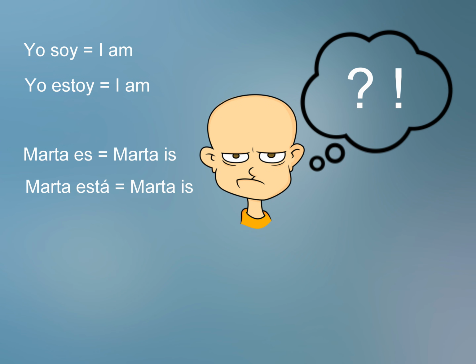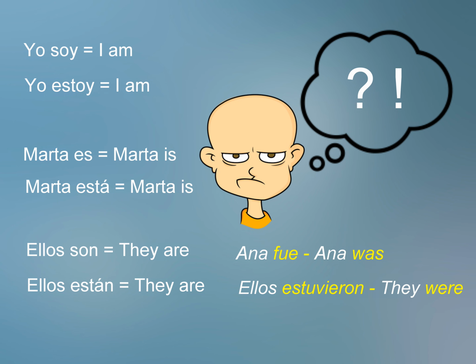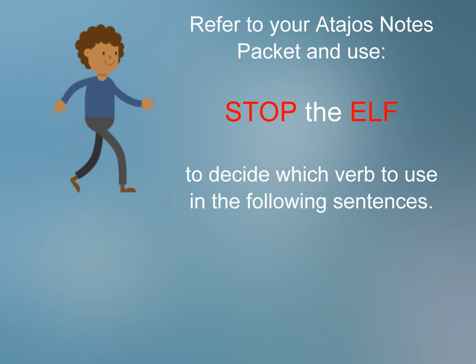Can you see the problem we have now? Both verbs translate am, is, and are in the present tense, and by the way, was and were in the past tense. So that we avoid errors in using es instead of está, which both can mean it is in English, we apply the mnemonic devices until we become more comfortable and adept at using ser and estar correctly. Look at your notes and use the device Stop the Elf in the following translations.